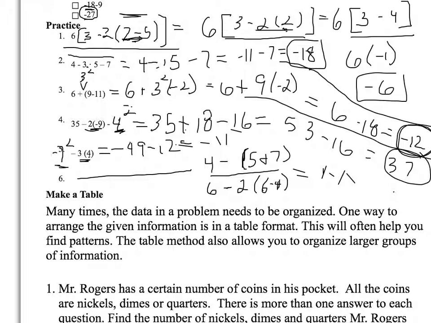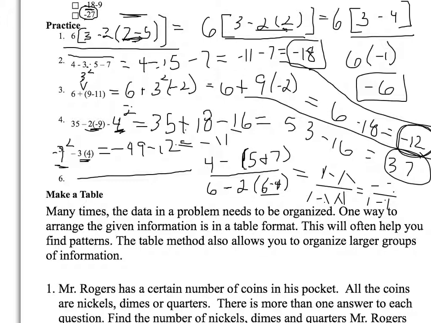Okay. Same thing in the denominator. Because we have parentheses, we want to do that first. So 6 minus 4 is 2, so you have 6 minus 2 times 2. Okay. Top, we do our subtraction. 4 minus 12 is negative 8. And then in the denominator, we do our multiplication. Negative 2 times 2 is negative 4. So we have 6 minus 4.